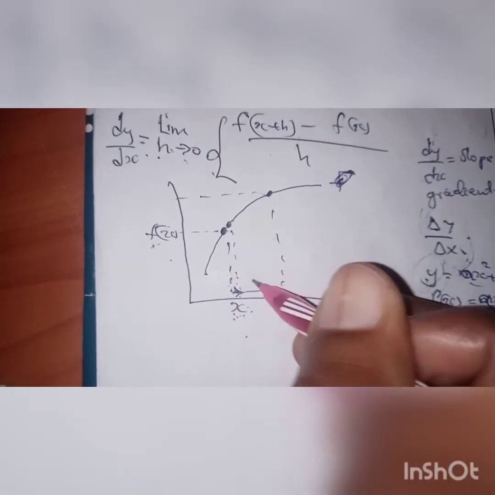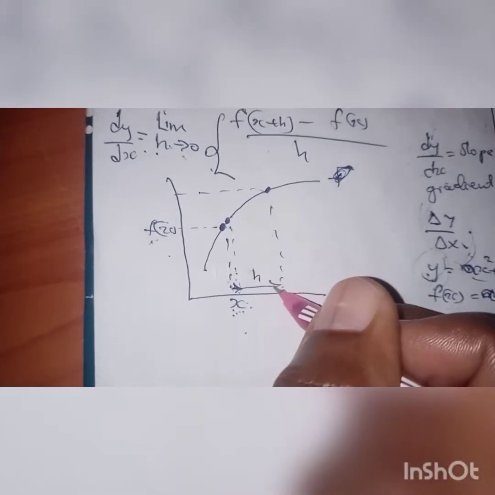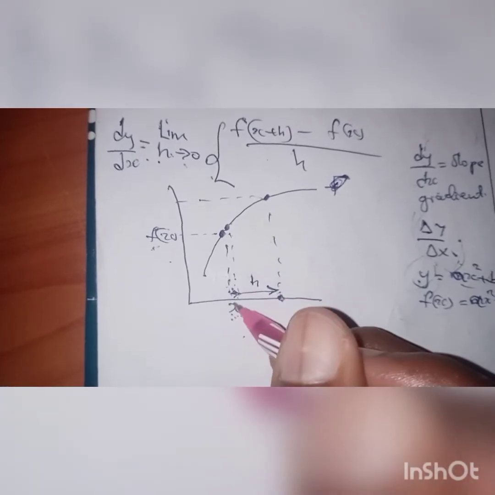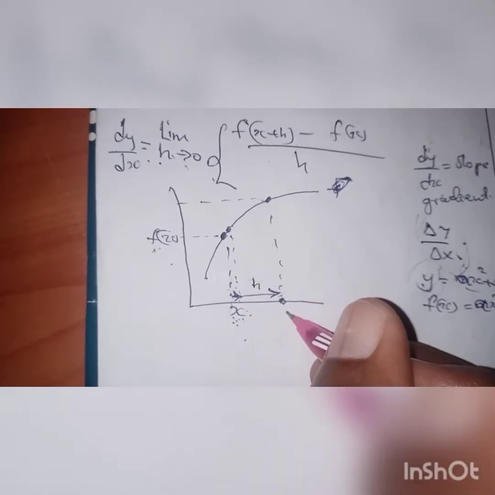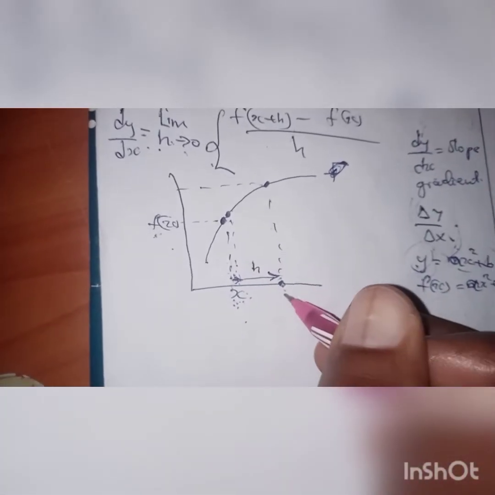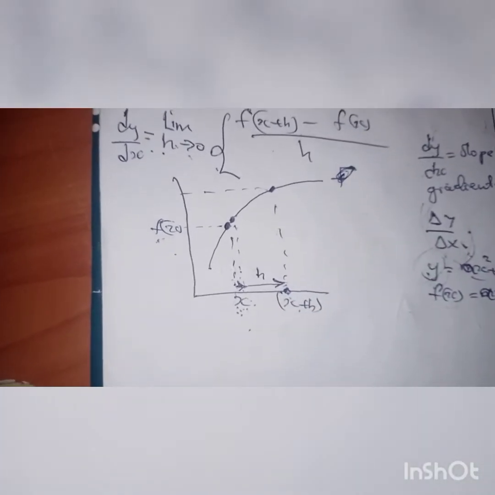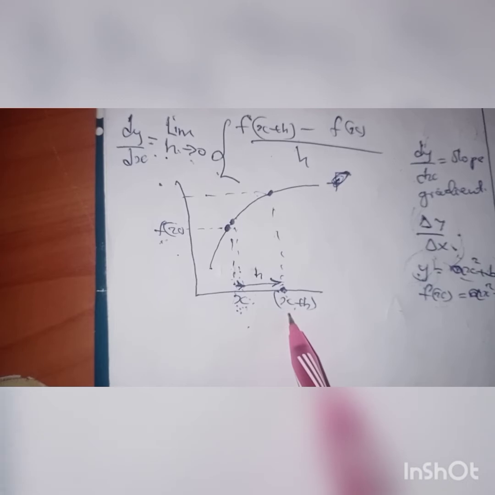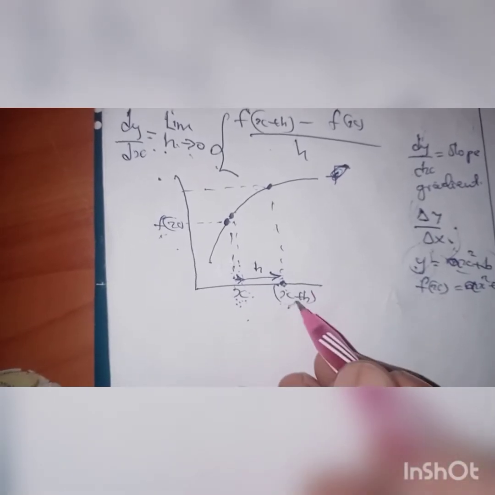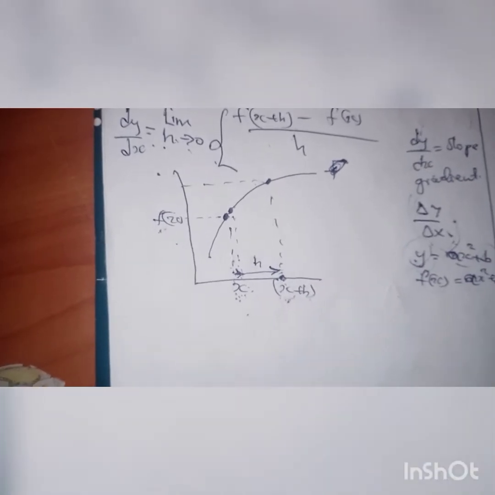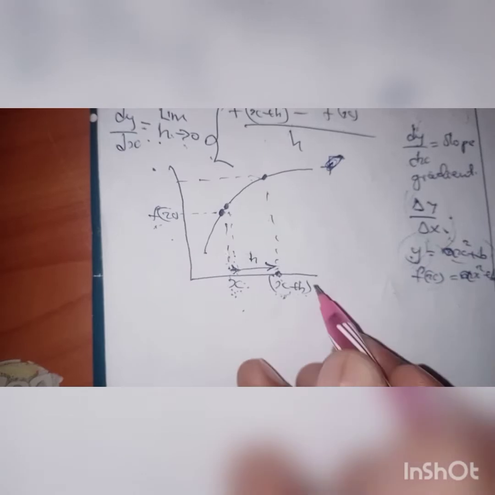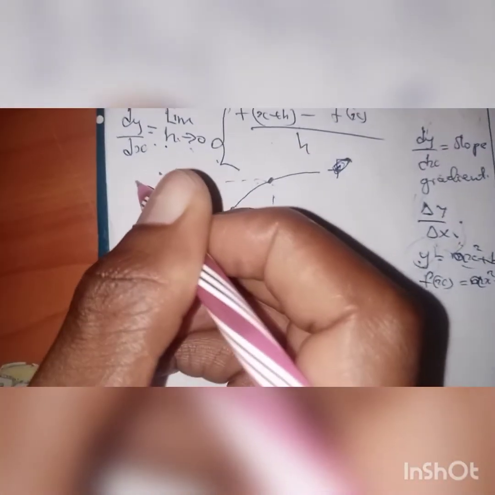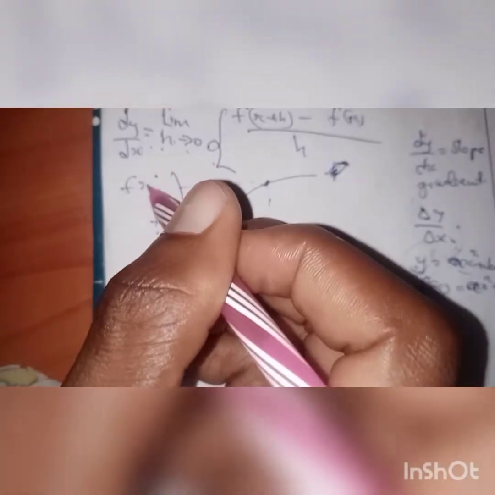Therefore, the distance from here to here is h. So I ask, how will we obtain this point? Since we know the length from here to here, and here is x, adding h you reach this point. So this point will just be x plus h. Since getting the value of y is just using the function of x, where x has already increased by h, y at this point is the function of this value of x. Therefore, this is just the function of x plus h.